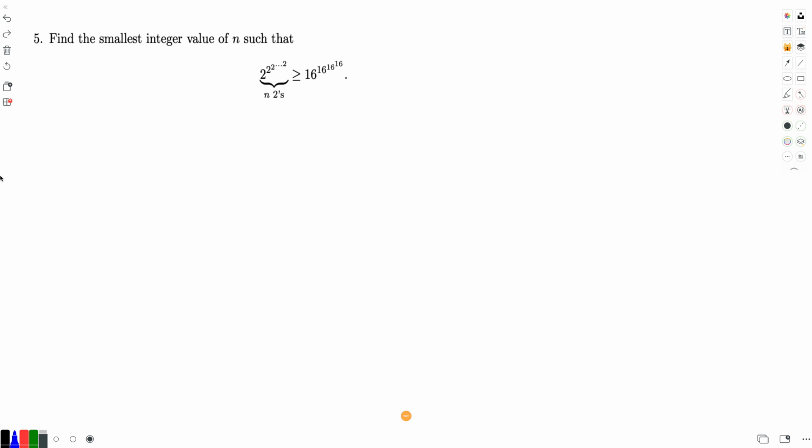Alright, so over here we have two enormous numbers, and we want to find the least number of 2's necessary to satisfy this condition. So let's maybe rewrite this. 2, 2, all the way diagonally, and then over here we'll have n 2's is greater than or equal to 16 to the 16 to the 16 to the 16.